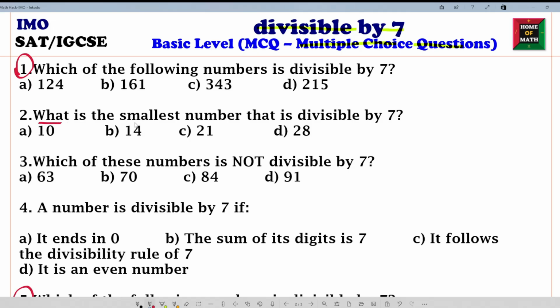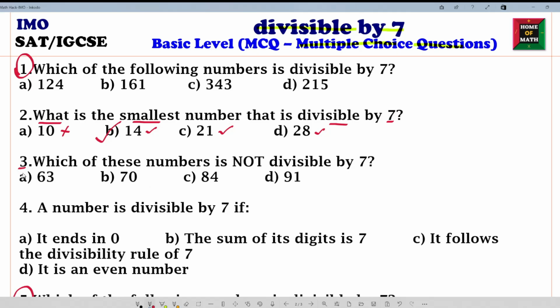What is the smallest number that is divisible by 7? Look, here 10 is not divisible by 7, 14 we can divide by 7, 21 also, 28 also. So what is the right answer? Here the smallest number is 14, so the right answer is option B, 14.